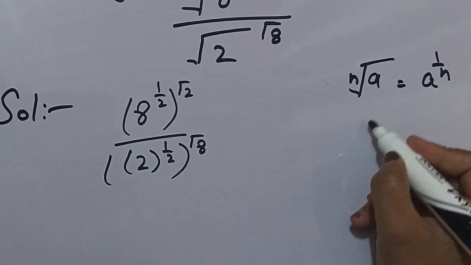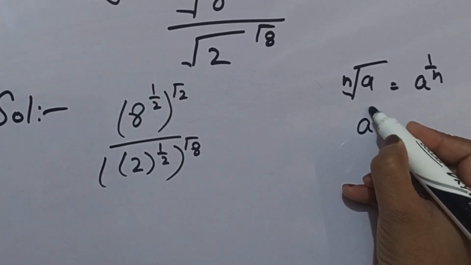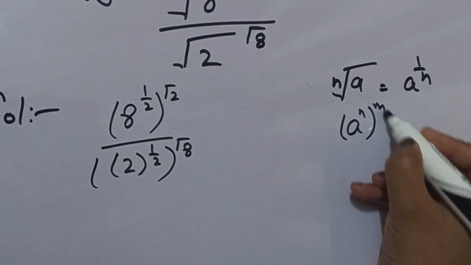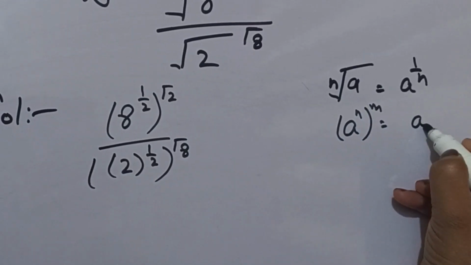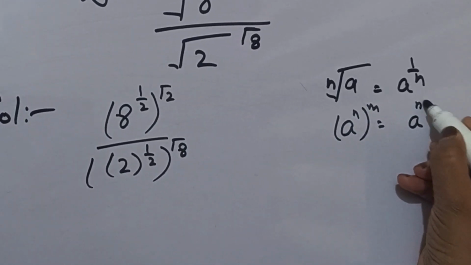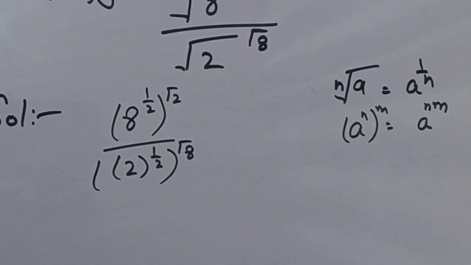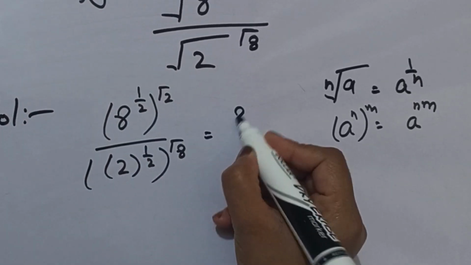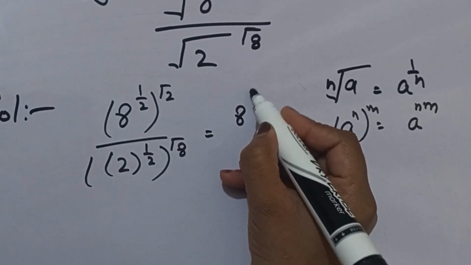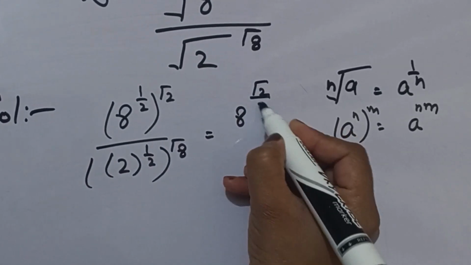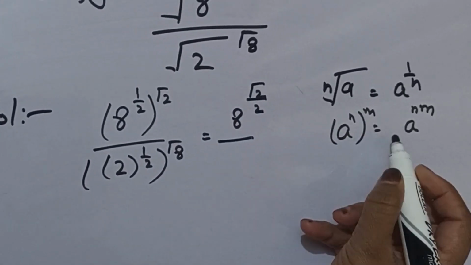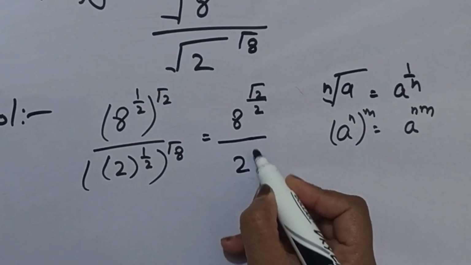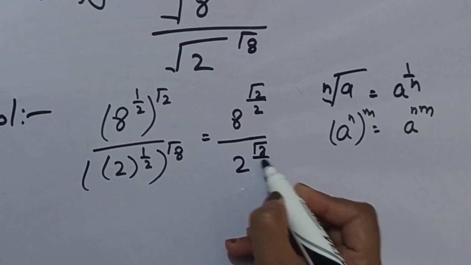In the next step we use this identity, which is a raised to the power n, again power of this n is m. Then we write this as a raised to the power product of n multiply m. Using this identity on numerator, we have 8 raised to the power square root 2 over 2, and we use this identity on denominator, then we have 2 raised to the power square root 8 over 2.